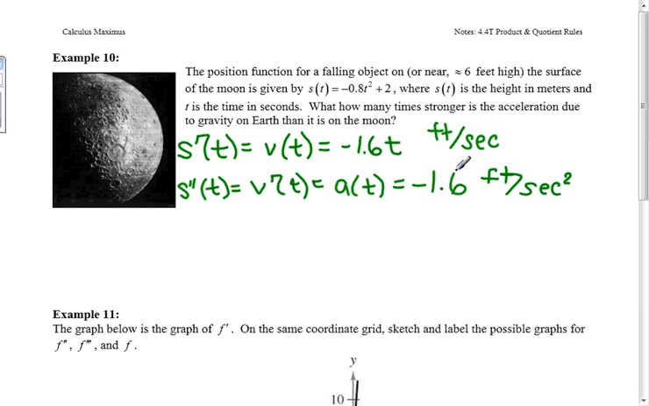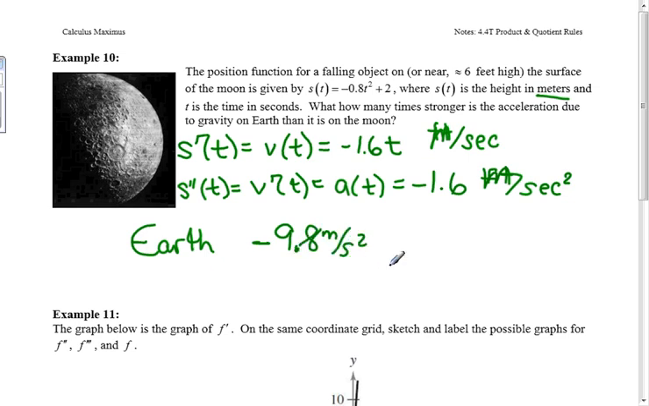So how many times stronger is the acceleration due to gravity on Earth than it is on the moon? Well, on Earth here, oh man, I just noticed something. This says feet, this says meters. How dare I? Meters, there we go. Okay, so on Earth, we know, of course you know this because you took physics, right? Acceleration due to gravity is 9.8 meters per second squared.